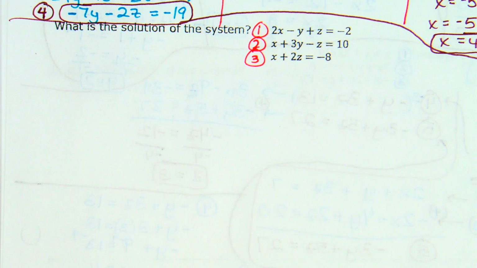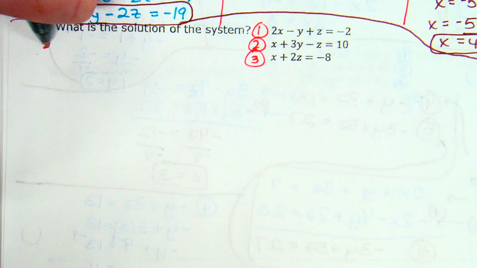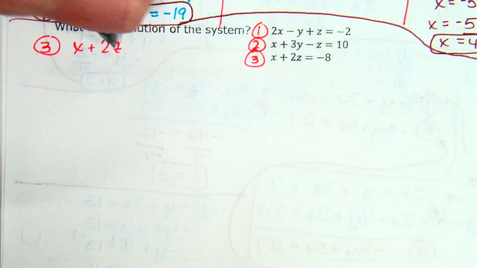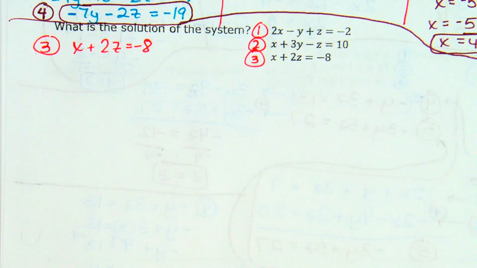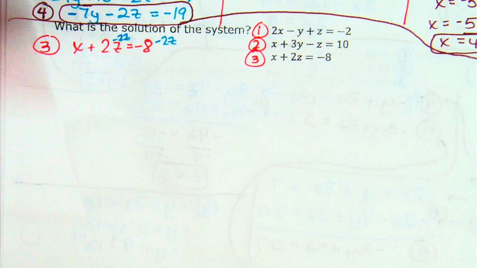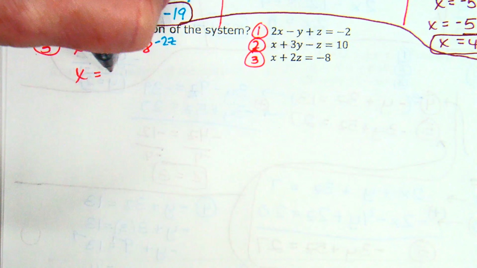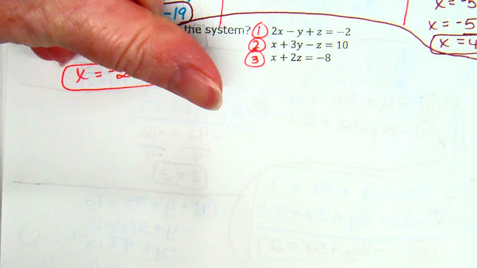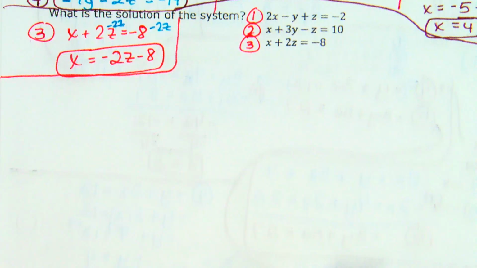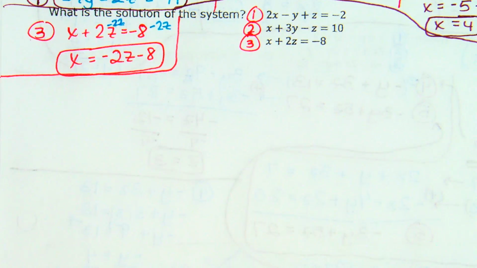So I'm going to pick 3 here, which is x plus 2z equals negative 8. To get that x by itself, I am going to subtract 2z. And so now I have x is equal to negative 2z minus 8. And that is my new equation 3. What do I do with that equation 3?